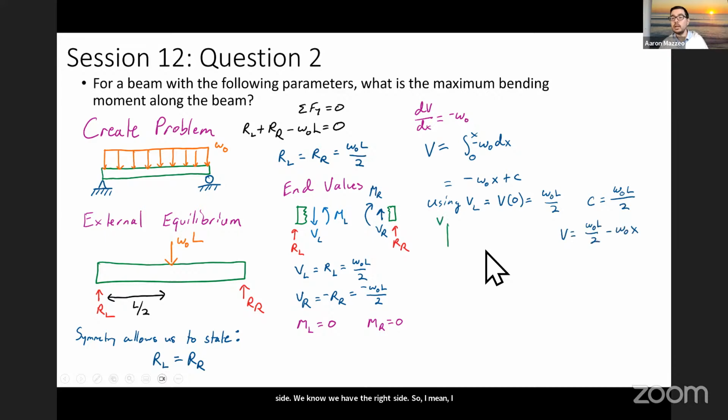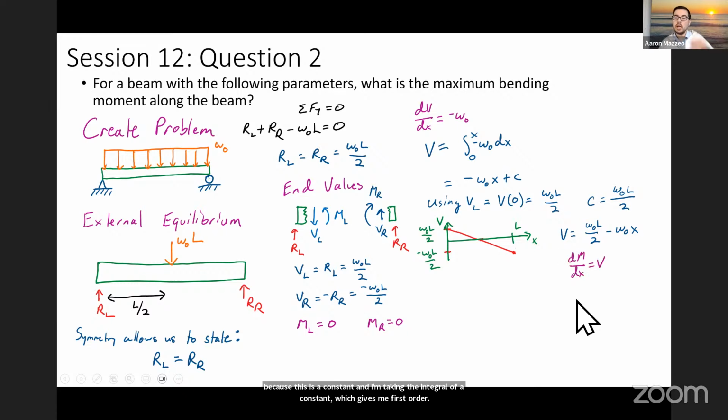We can, but I know that it's going to go from the left side, being at W naught L over 2, to the right side at minus W naught L over 2, just because this is a constant and I'm taking the integral of a constant, which gives me first order. For the dM/dx, this is a first order expression, and so when we integrate it out, we're going to get a second order. We're going to get some type of parabolic expression.